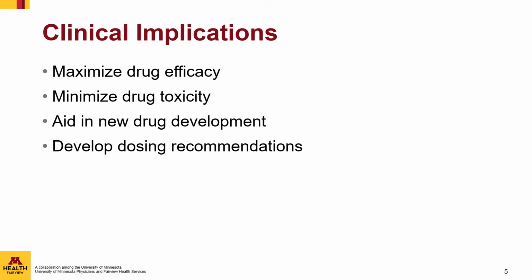Understanding how our genetic makeup affects our response to medications may allow us to predict in which of these groups our patients reside, depending on the medication we choose. This will allow us to maximize drug efficacy by determining if patients may require higher doses to achieve therapeutic benefit, as well as minimize drug toxicity by avoiding medications or doses that are more likely to result in adverse effects. Utilization of pharmacogenomics may also aid in new drug development to target specific genetic markers and assist in development of more specific dosing recommendations based on patients' genetics.